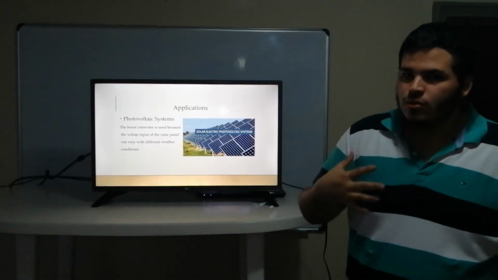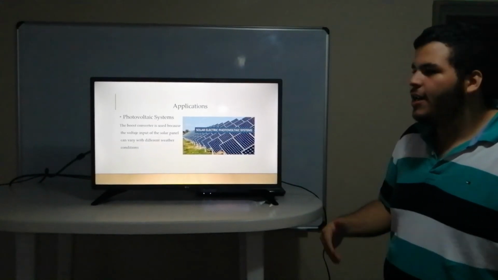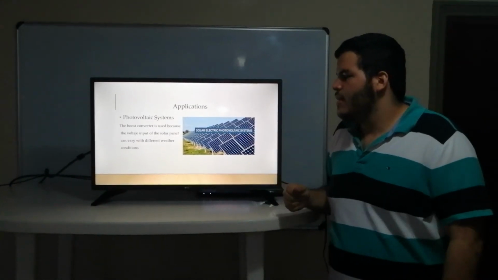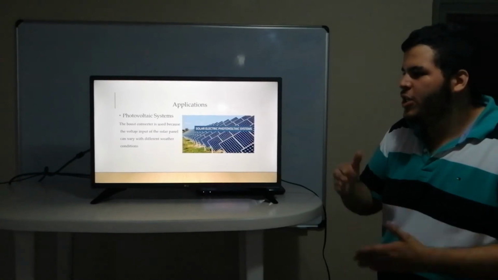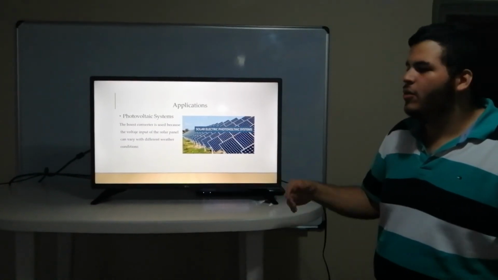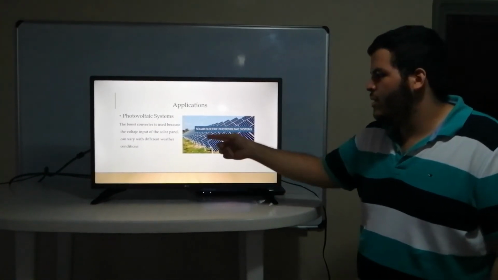I am going to talk also about the applications. It is often used in photovoltaic systems, because the boost converter transforms the voltage input of the solar panel, because the solar panel voltage input can vary with different weather conditions.